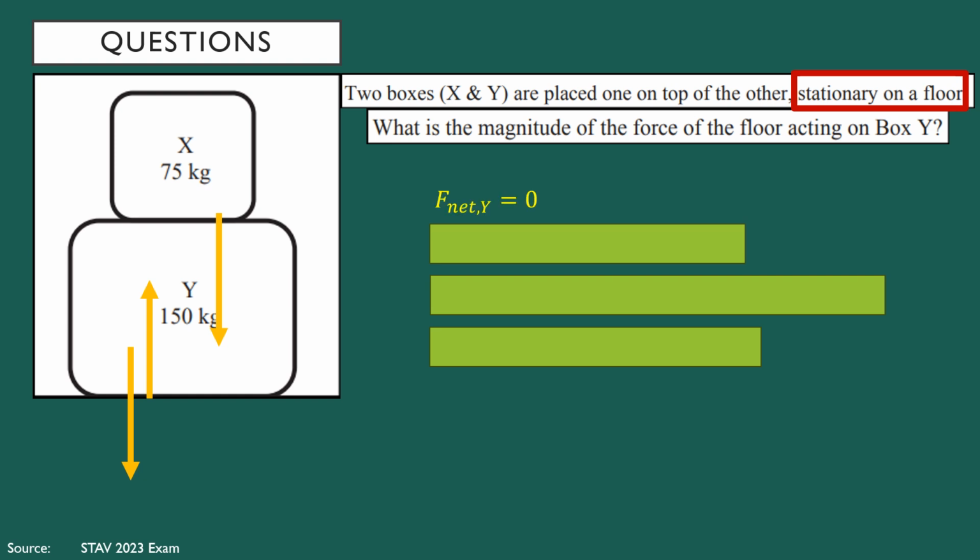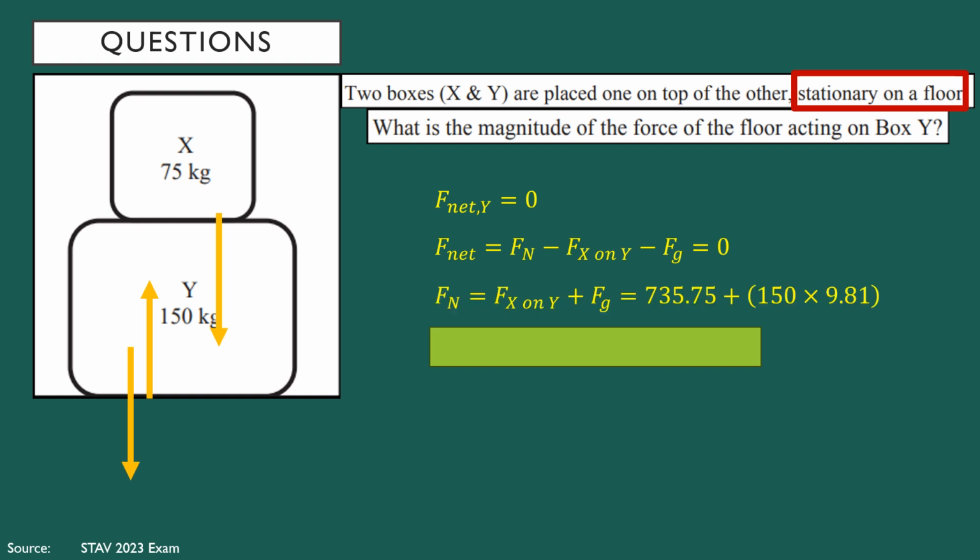So we know F net of Y is 0, because it's not moving. And then we can just write an equation here. Let's say up the page is positive. So we have Fn, the normal force, minus Fx on Y minus Fg, all equals 0. With this, we already found the force of X on Y, so 735.75. And then we can just add the gravitational force on Y. So of course that's ma, or in this case mg, using Newton's second law. And we get 2,207 something. And again, we have to round it to two significant figures, as you can see here, as the final answer.